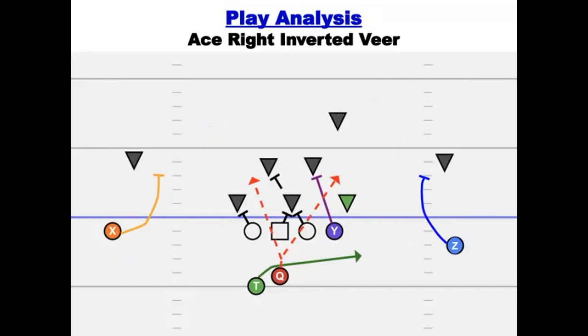So what I'm calling the play is ace right inverted veer. Again, like always, you guys, if you call it something different, if your terminology is different, no problem. The only reason I'm calling it ace right is because I have a 1-by-1 formation with our tight end, or a Y, on the right side. So that's where ace right comes from.